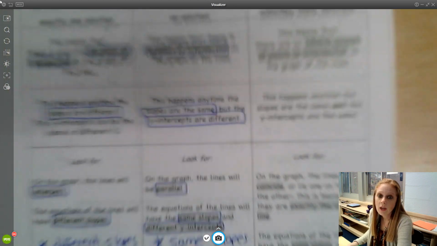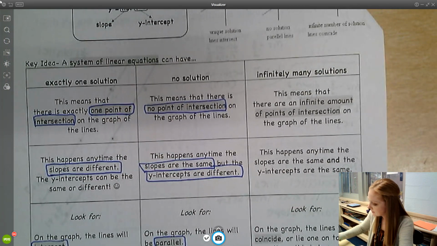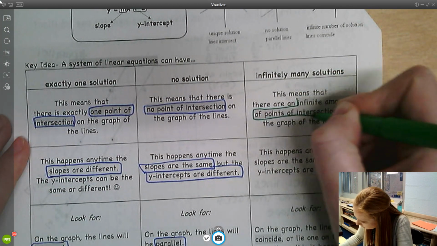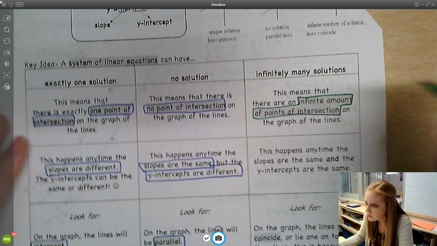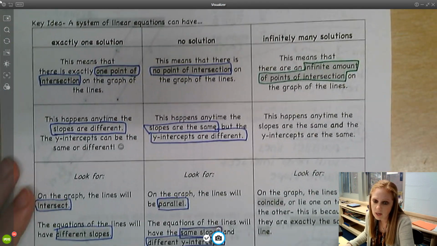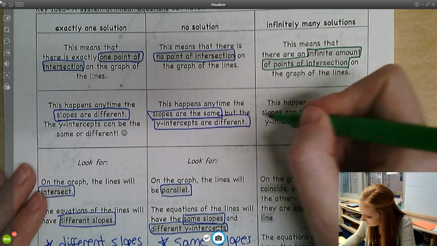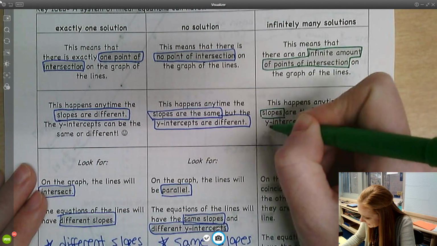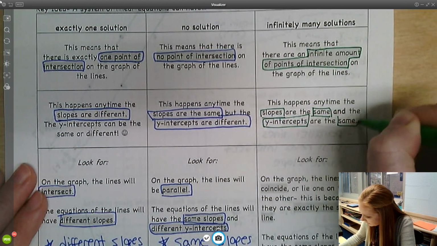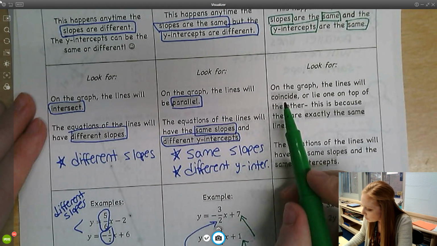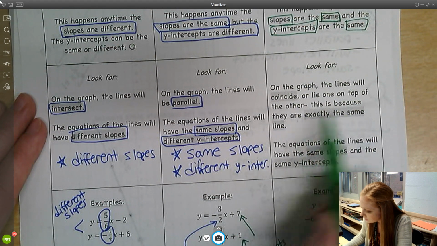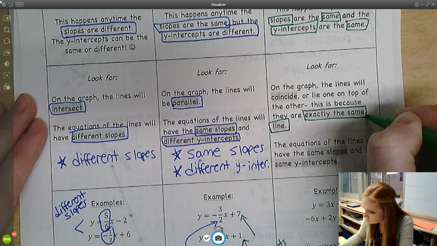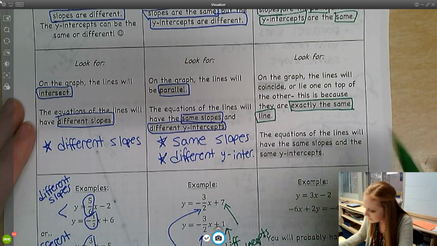Okay. And infinitely many solutions. This means that there are an infinite amount of points of intersection on the graph of lines. They intersect all the time. This happens anytime the slopes are the same and the y-intercepts are the same. The lines will coincide or lie one on top of another. This is because they are exactly the same line. Even if they don't look that way, once you rearrange the terms, they're the same.